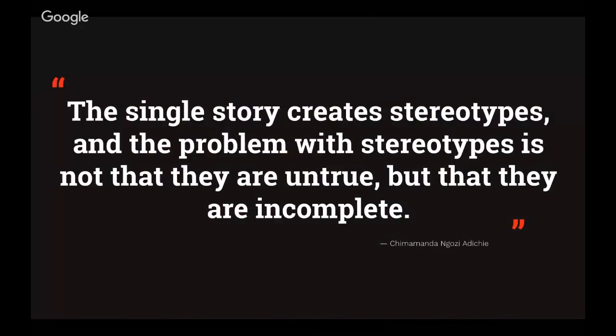But then I came across Chimamanda's TED talk, The Danger of a Single Story, and this talk struck a chord with me. She says the single story creates stereotypes. And the problem with stereotypes is not that they are untrue, but that they are incomplete. And I completely agree with this. And that opened my eyes about the topic of stereotypes and embracing differences.